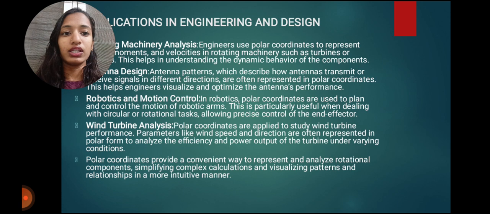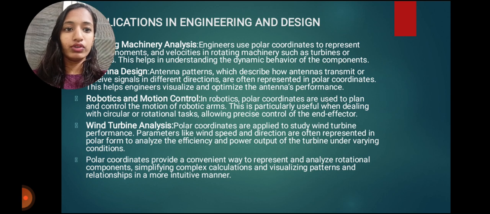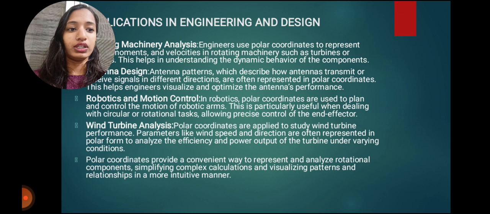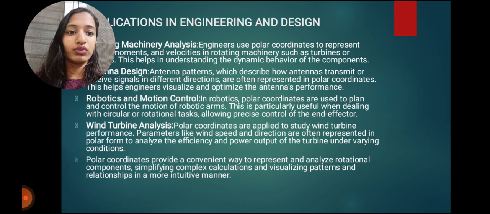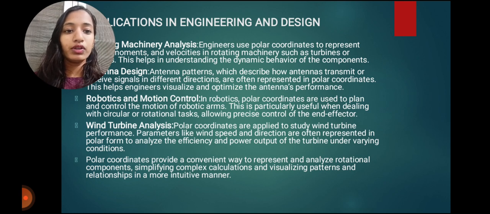Wind turbine analysis. Polar coordinates are applied to study wind turbines. Parameters like wind speed and direction are often represented in polar form to analyze their effect on the power output of the turbines under varying conditions. Polar coordinates provide a convenient way to represent and analyze rotational components, simplifying complex calculations and visualizing patterns or relationships in a more intuitive manner.